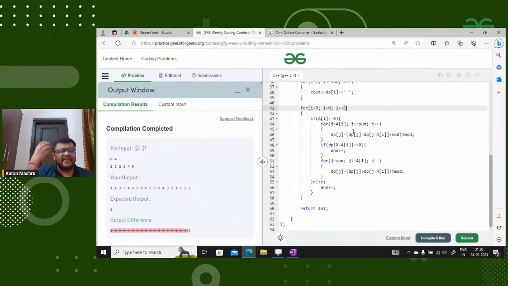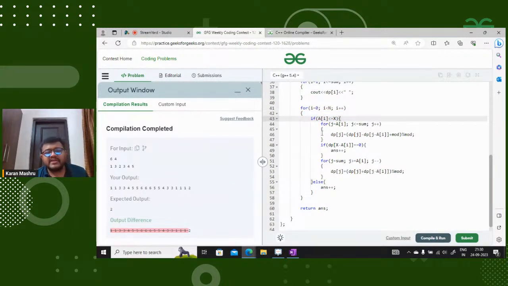Because if the ith element is greater than x, then anyways it cannot contribute to any of the subsets whose sum is equal to x. If my x is 8 and if a of I is 20, then there is no subset whose sum is equal to 8 and 20 is one of its values. So if a of I is greater than x, then I can remove that element. It is of no use. So I'll directly do answer plus plus. If that is less than or equal to x, I'll try to nullify that effect.